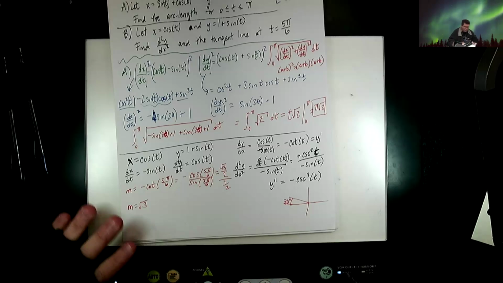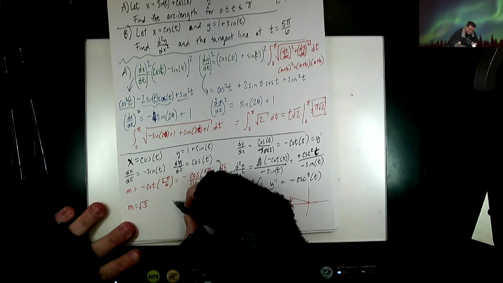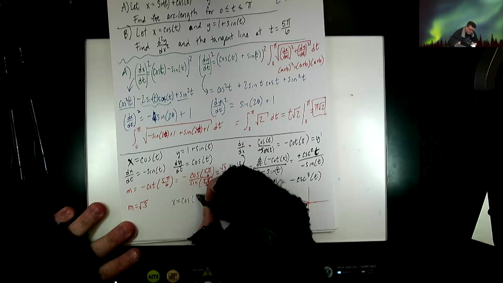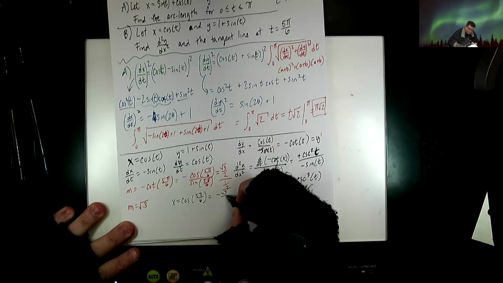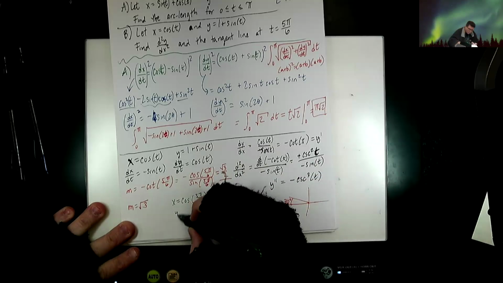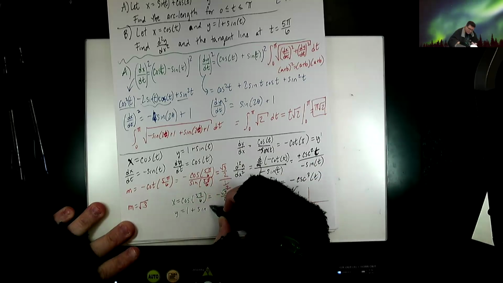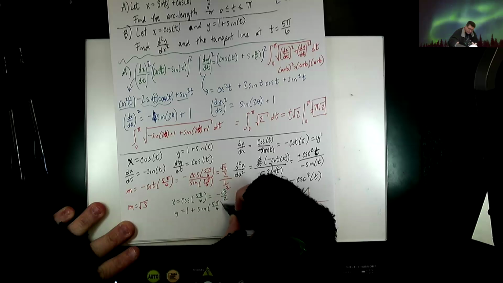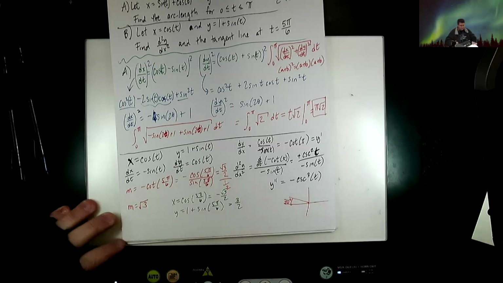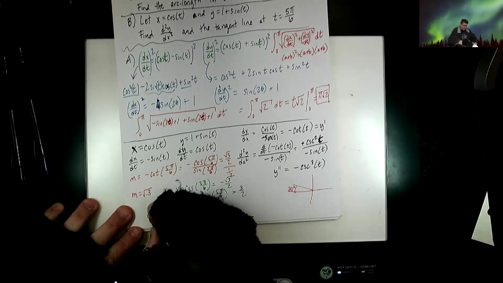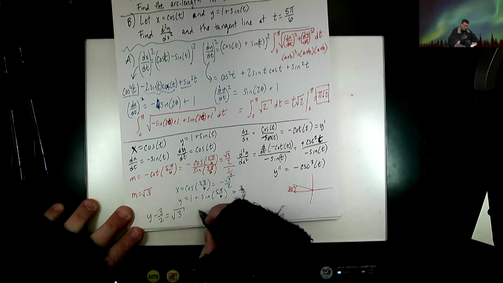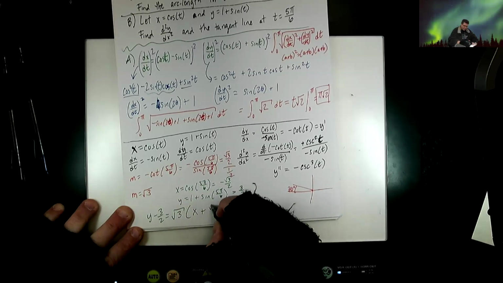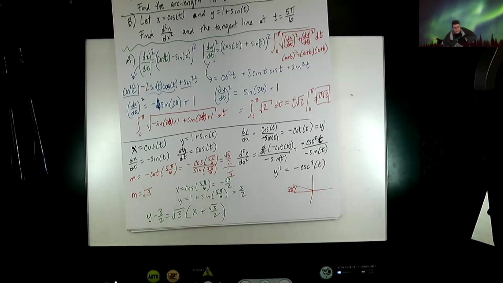And what is x and y at that value? X equals cosine of 5π/6, which is negative √3/2. Y is 1 plus sine t, sine of 5π/6 is 1/2, so it's 3/2. So I get y minus 3/2 equals the square root of 3 times x plus the square root of 3/2. And now we have our line.